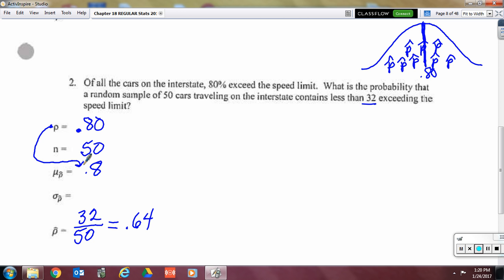Okay? Now, what are we going to have to do here for this standard deviation, though? Very good. Perfect. So the square root of p, so I'm going to go ahead and fill in the numbers. What is the value of 1 minus p? Yeah, 0.2, excellent. Okay. Over n, which is 50.